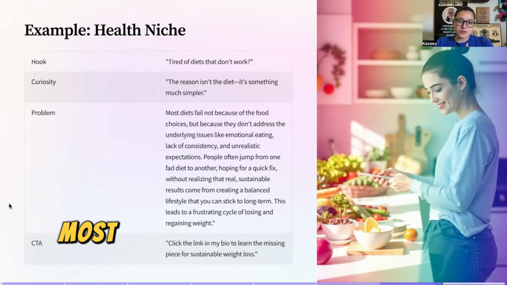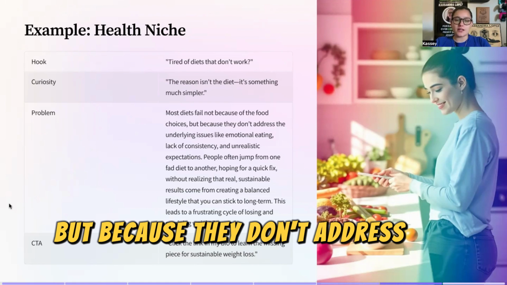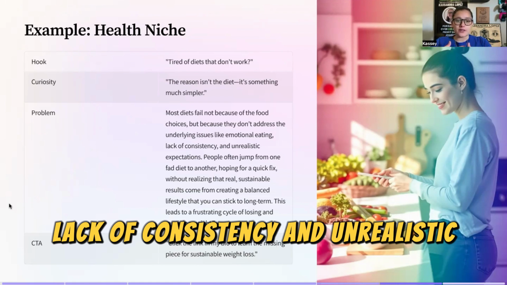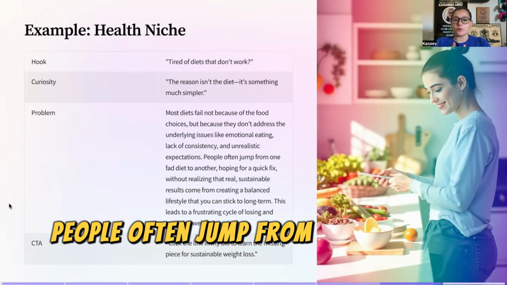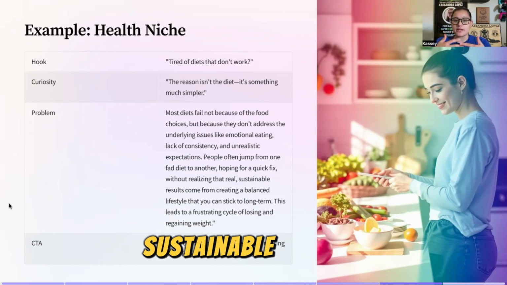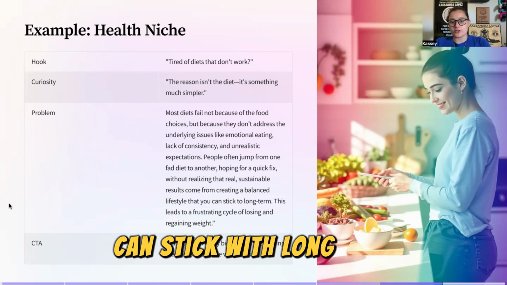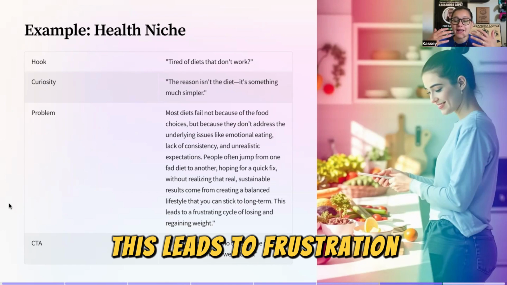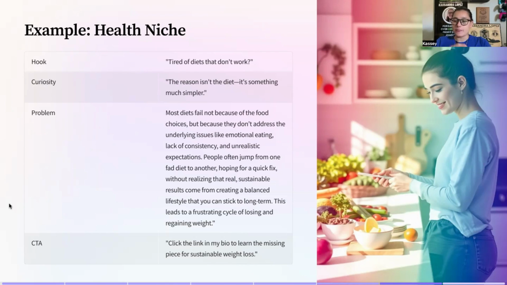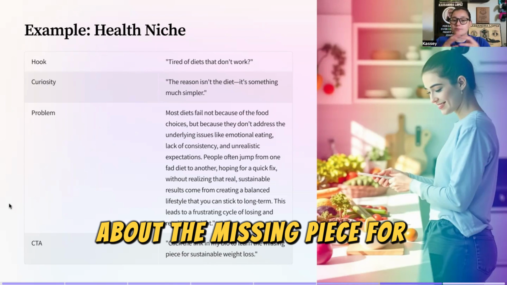What's the problem? Most diets fail not because of the food choices, but because they don't address the underlying issues like emotional eating, lack of consistency, and unrealistic expectations. People often jump from one fad diet to another, hoping for a quick fix without realizing the real sustainable results come from creating a balanced lifestyle that you can stick with long term. This leads to frustration and a cycle where you're just losing weight and regaining the weight back. Now, the call to action could be as simple as, click the link in my bio to learn about the missing piece for sustainable weight loss.